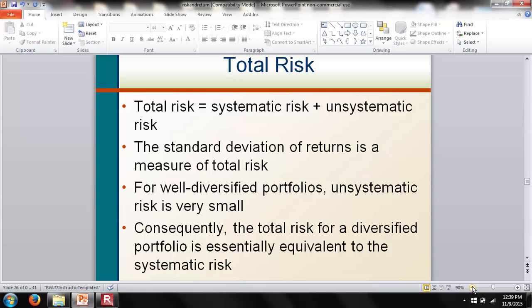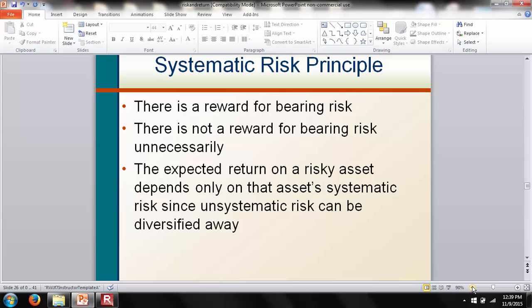Okay. So what we are saying here is that when you look at the overall risk, that is given by the standard deviation of the returns or the variance of the portfolio. And that is equal to the systematic risk plus the unsystematic risk. And whenever we hold a well-diversified portfolio, the unsystematic risk almost becomes zero.